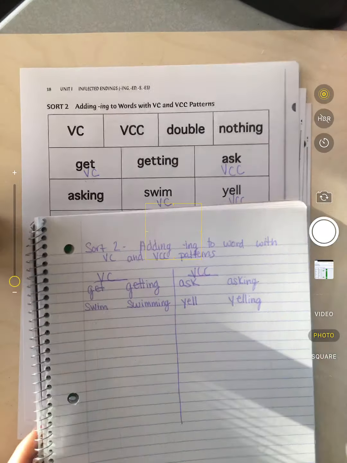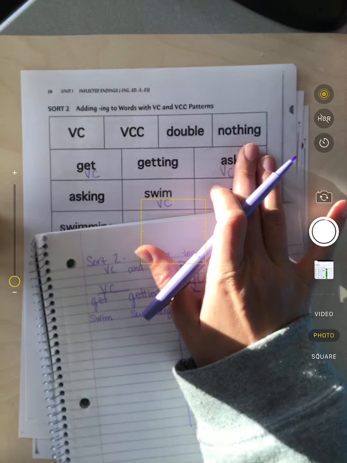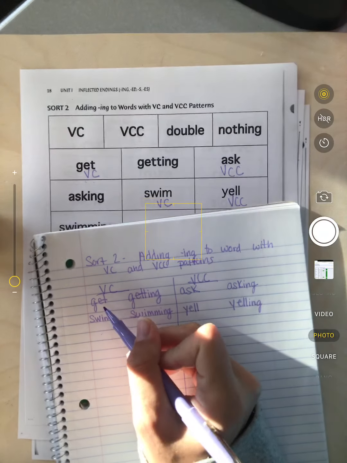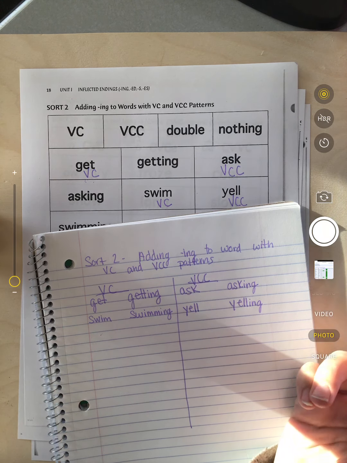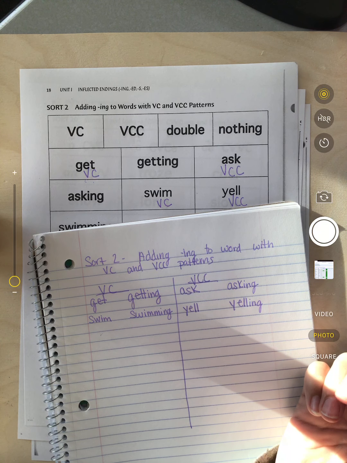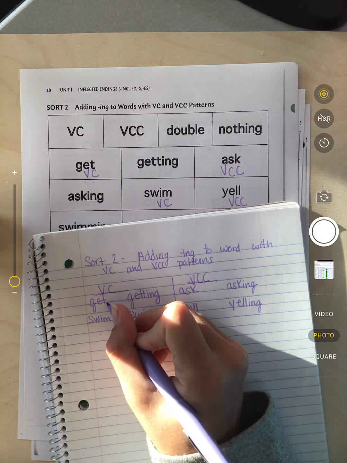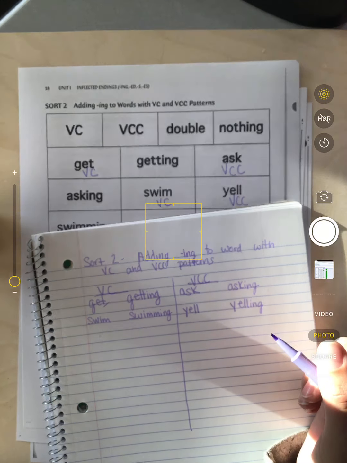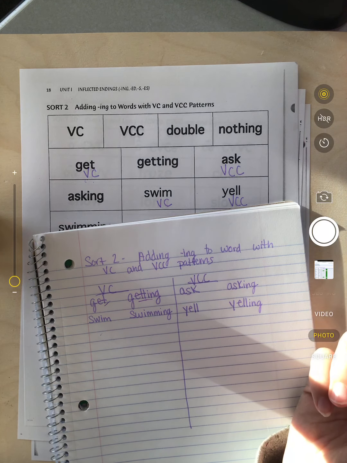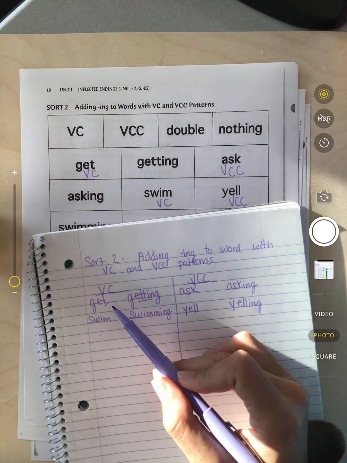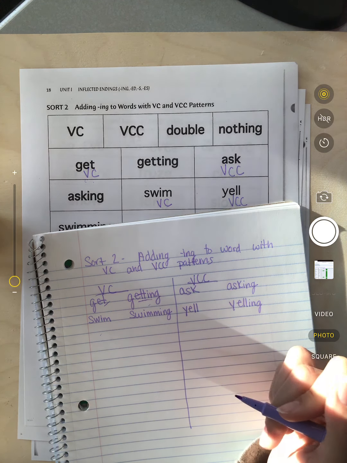Then I want to look at my words, and I'm going to sort by double or nothing, and that's what we're looking at, the last letter in the base word. What happens to it before adding ing? So I'm going to look at the word get. I'm going to look at that T because it's the last letter of the base word. And I'm going to look what happens when I add the ing. I have one T here. But now I have two T's, so that T is getting doubled.